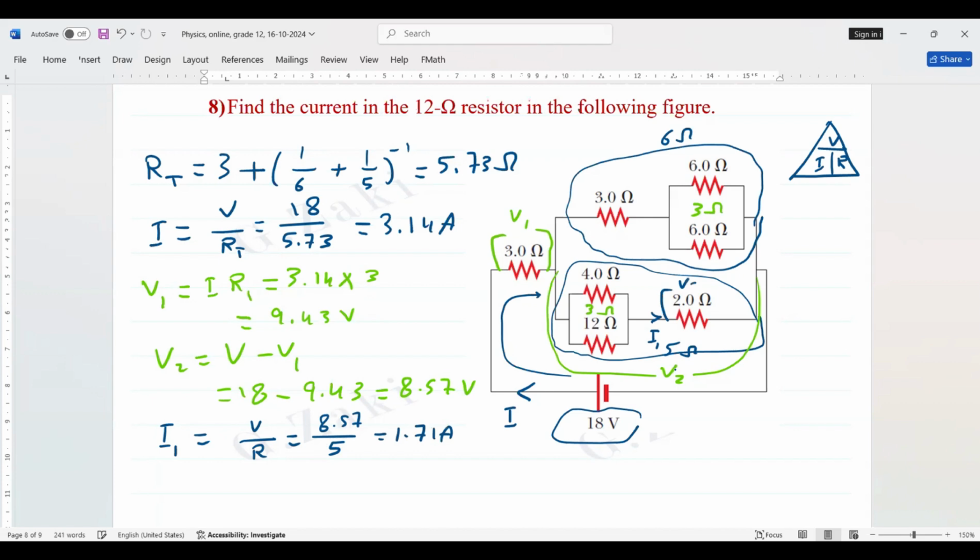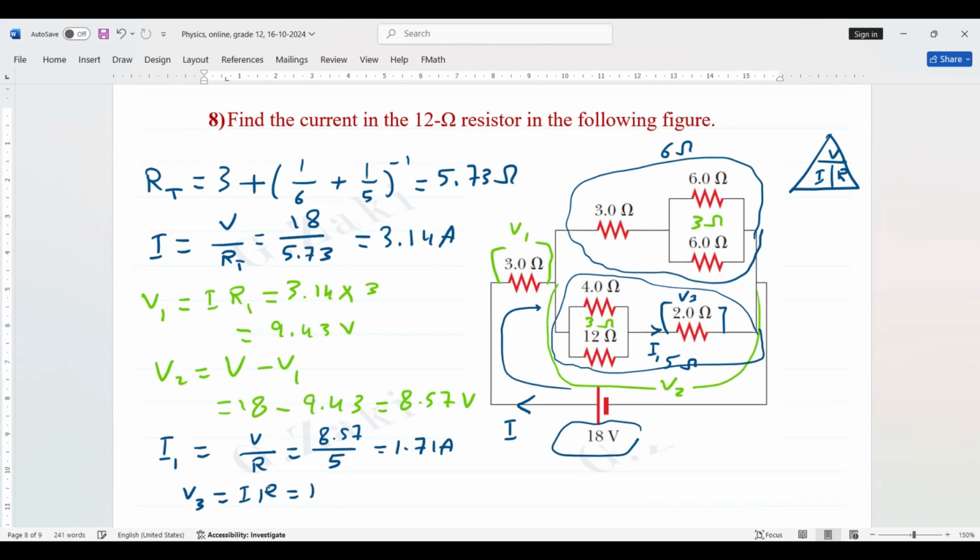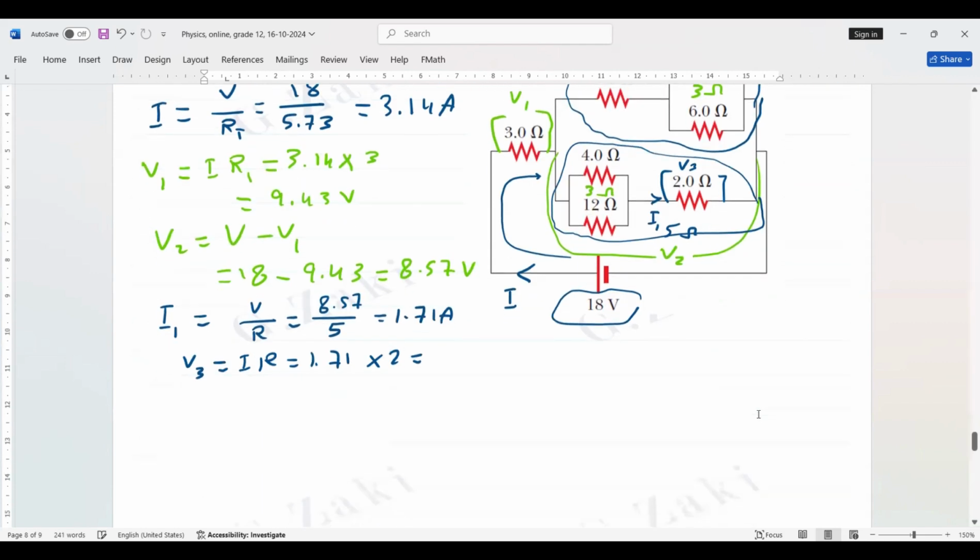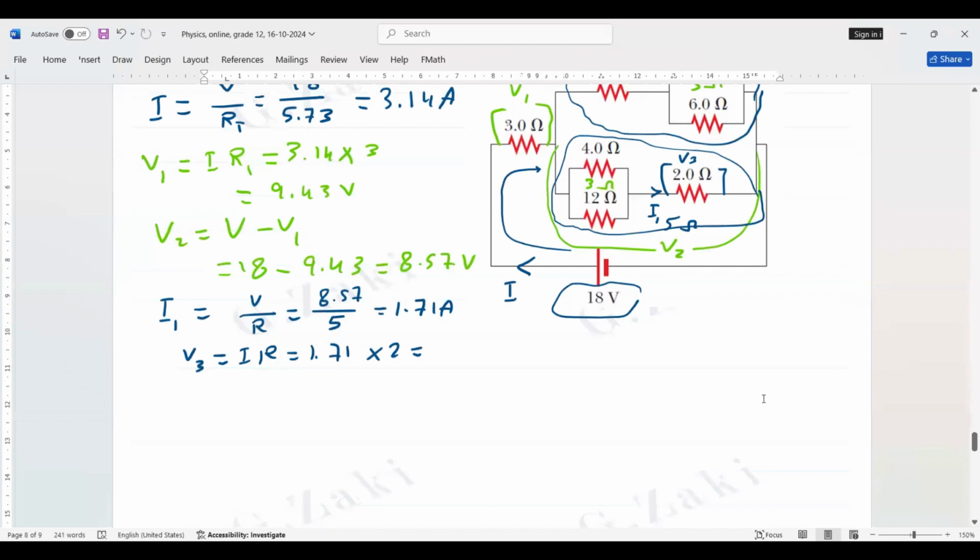We can get now the voltage here. Let this be V3 equals I times R. I is 1.71 multiply R, which is 2. So we can get V3. So this multiplied by 2. It's 3.43 volt.